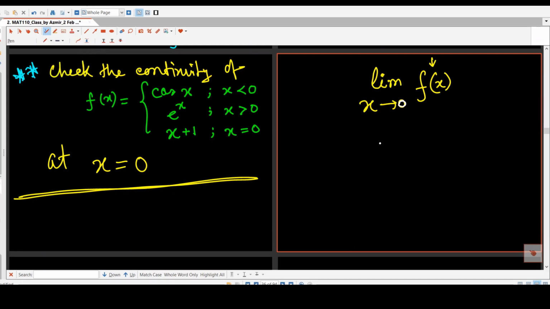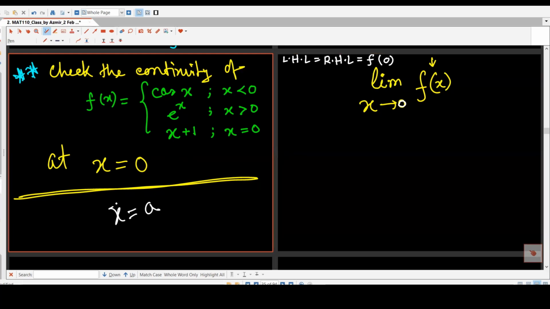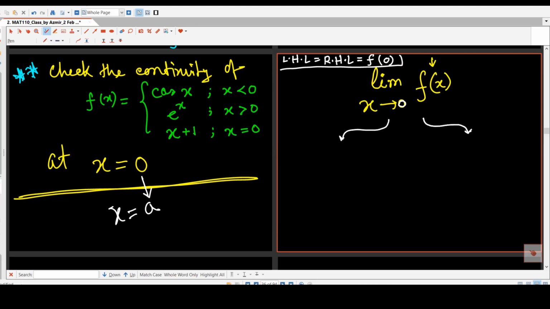For checking continuity, we have a total of 3 conditions. Left hand limit should be equal to the right hand limit, and it should be the same as f of a. What is the value of a? If we compare x equals a with x equals 0, then the value of a is 0. So these are the conditions that we have to fulfill: left hand limit equals right hand limit equals functional value. Now let us break this down.